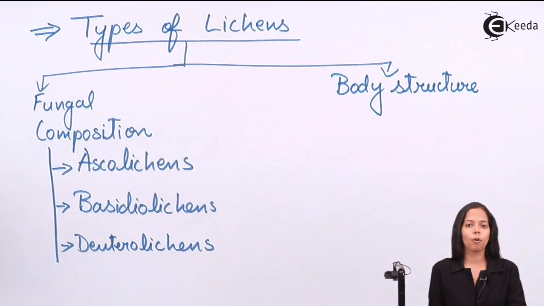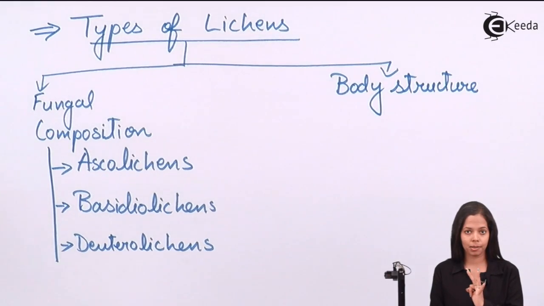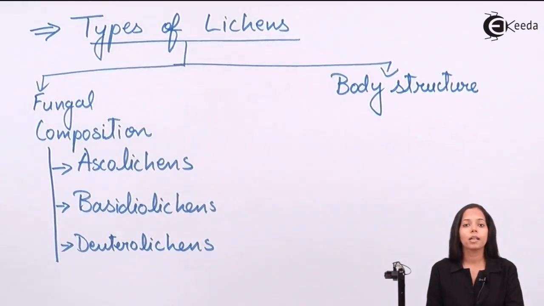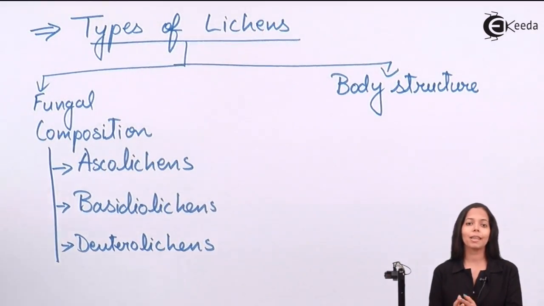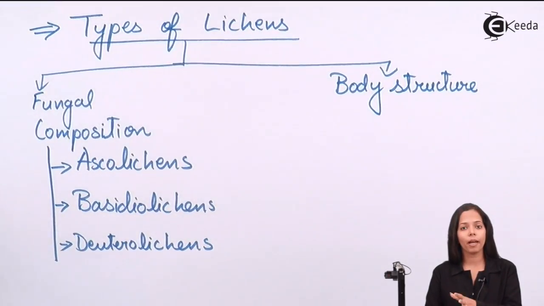Now speaking about body structure. Based on their body appearance, they are of 3 types. First is called crustose. When you see this lichen, it will appear like a crust of the earth. That is why the name crustose is given. Second is foliose. When you see this lichen, they appear leaf-like.